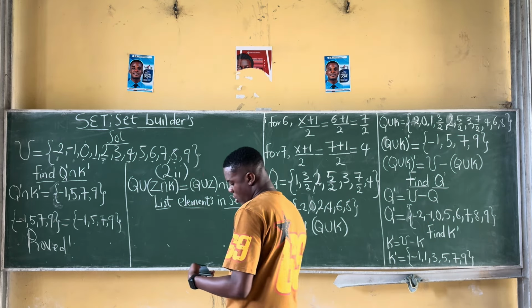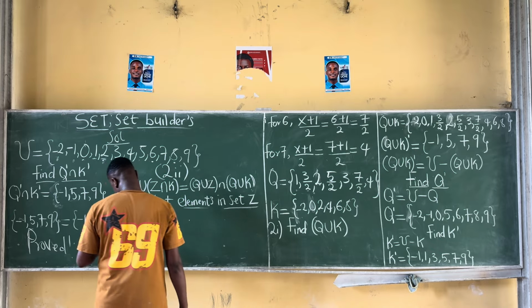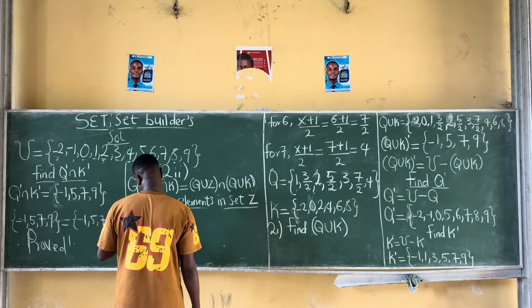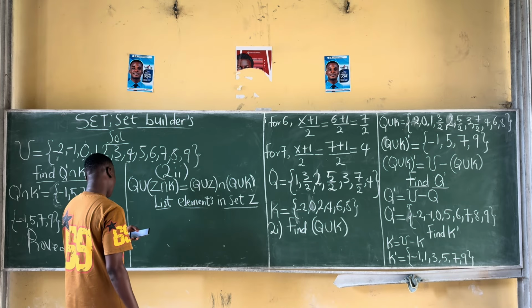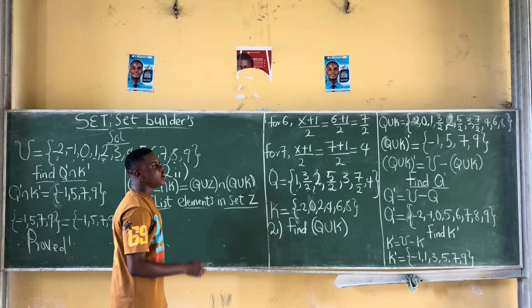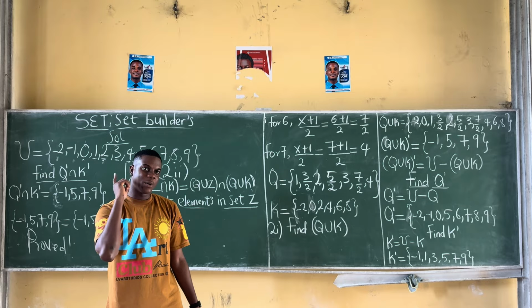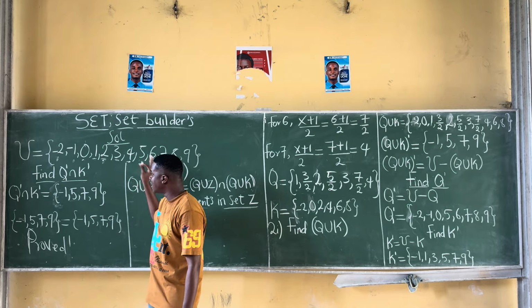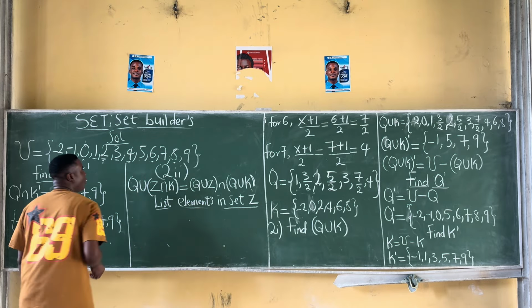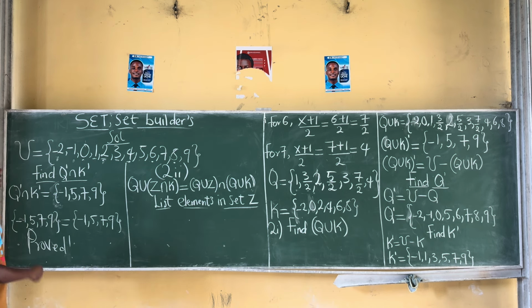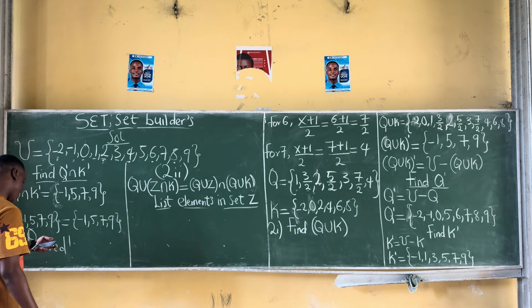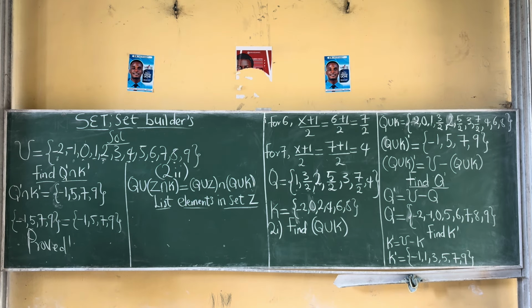So now we need to find set Z. Remember that set Z is also part of the universal set. So in this universal set, we want to pick out all the integers. If you look at the universal set already, everything in it are integers, right? But we don't mind.